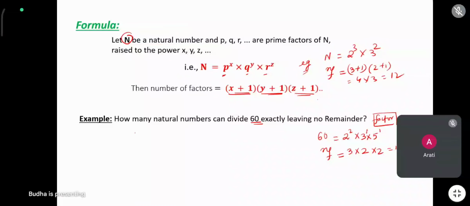Yes, perfect. Now, some people say, can I write 60 as 2 into 2 into 3 into 5? No, this is not the proper way. If you have the same factor multiple times, you write them in the power format, the exponent format. 2 into 2 I cannot write as it is, so instead I'll write 2 square. So you'll have to maintain this protocol.